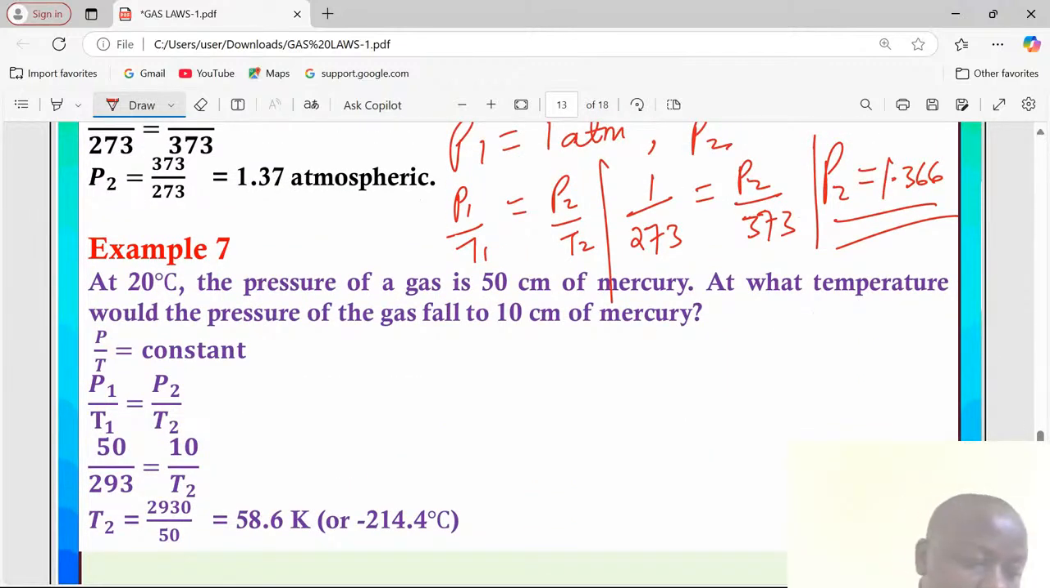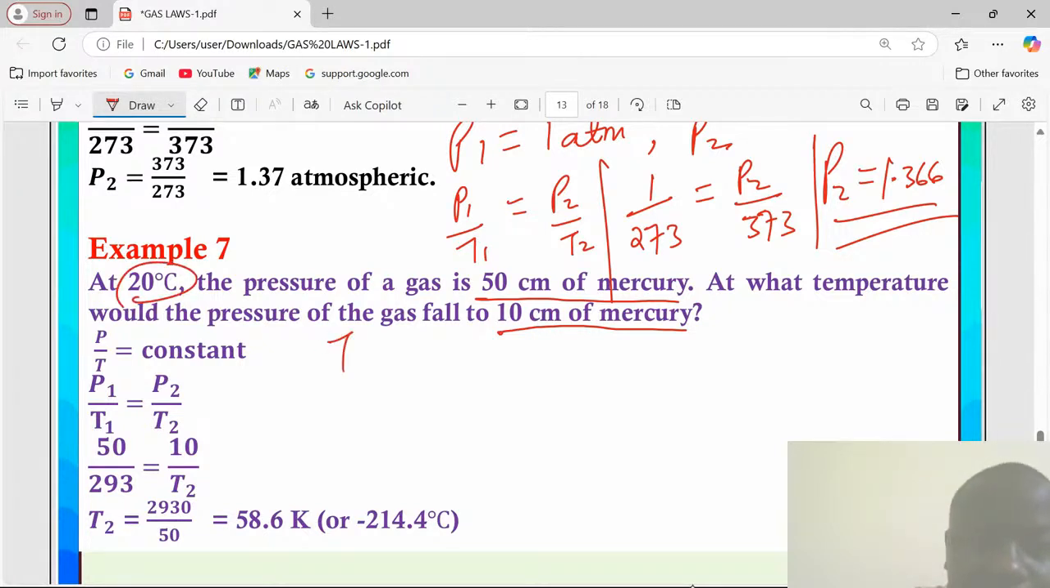There is another question here, still on the pressure law. At 20 degrees Celsius, the pressure of a gas is 50 millimeters of mercury. At what temperature would the pressure of the gas fall to 10 centimeters of mercury? Therefore, we are talking of a temperature 1 being 20 degrees Celsius. So we make it Kelvin by adding 273, which will make it 293 Kelvin.